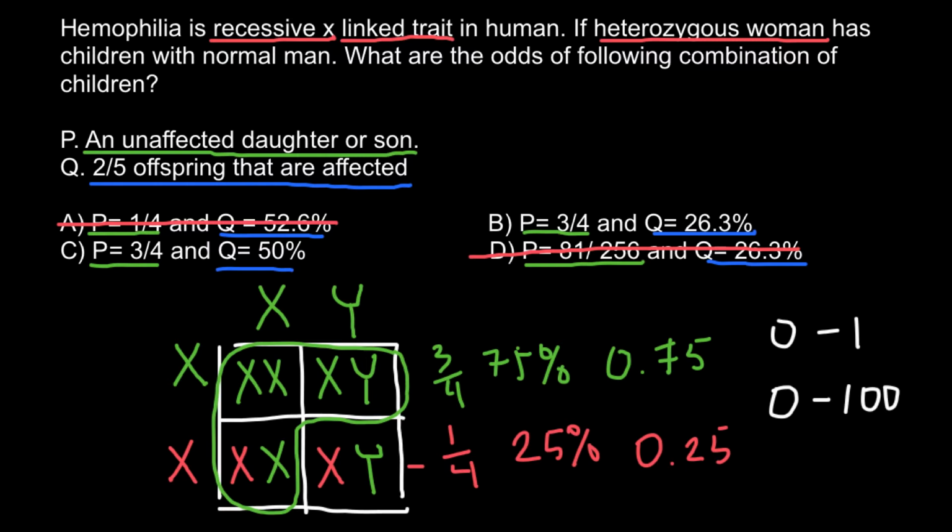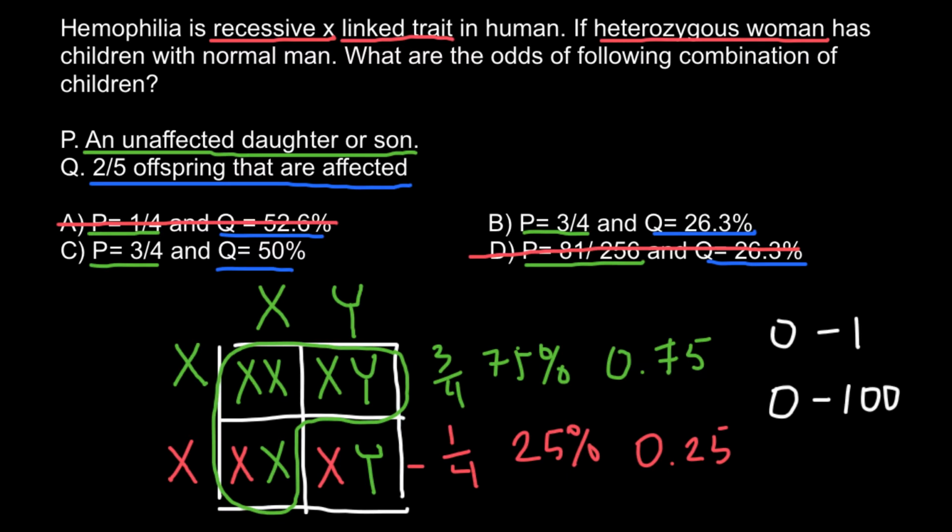So now when we get rid of two answers, this is answer A and answer D, we have to choose between these two answers, but this is not going to be an easy task. So now we have to analyze the second question, and the second question is what is the probability that 2 out of 5 children would be affected.